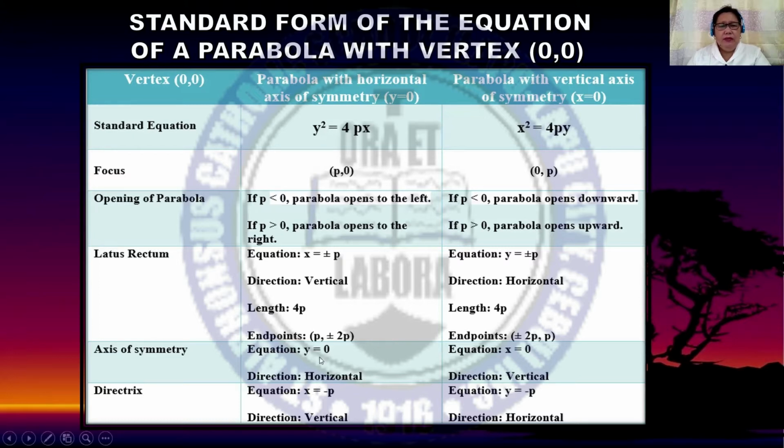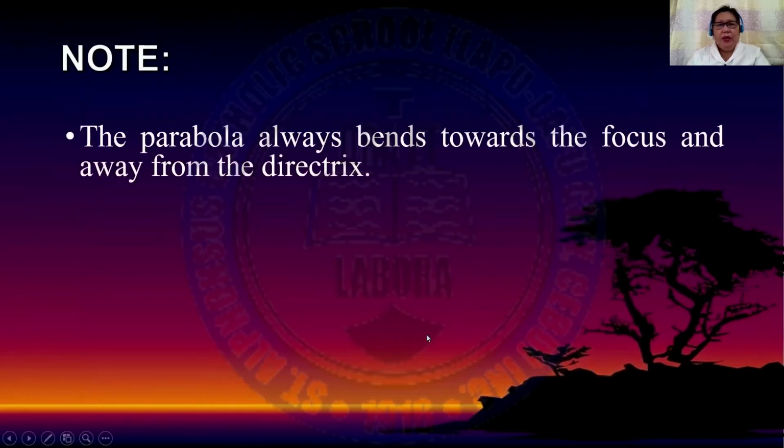Direction, we have here horizontal, while here we have the vertical. For the equation of the directrix, here we have x is equal to negative p. And for the vertical parabola, we have y is equal to negative p. The direction of the directrix here is vertical, while for the vertical parabola, the direction of the directrix is horizontal. Take note, the parabola always bends towards the focus and away from the directrix.